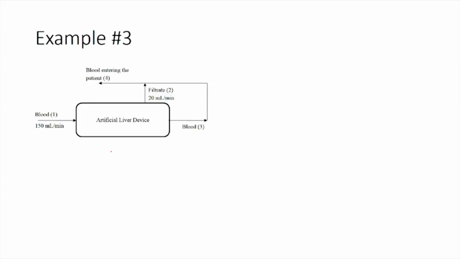Just like any material balance problem, we first need to identify the basis. Based on the information given in the problem, the basis would be 150 ml per minute of blood entering the system. So we write down the basis as 150 ml per minute of blood which is entering the system. This is also equal to 150 grams per minute of blood because it has been given that the density of blood is 1 gram per ml.